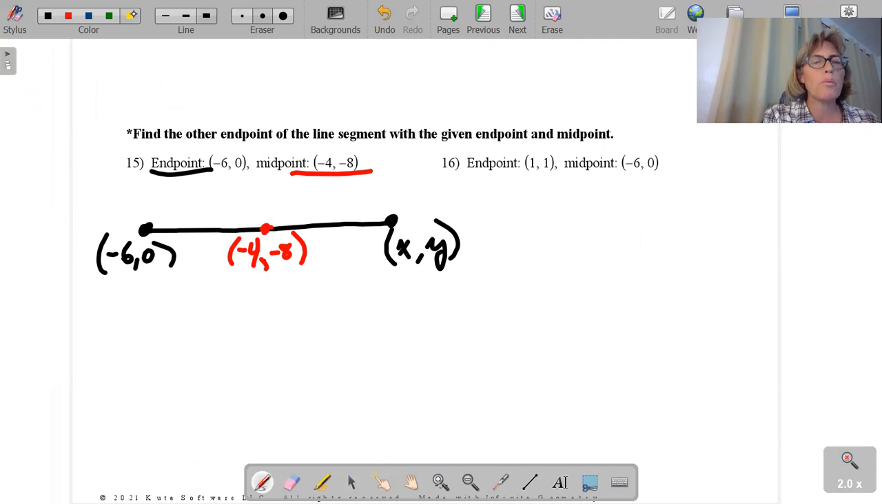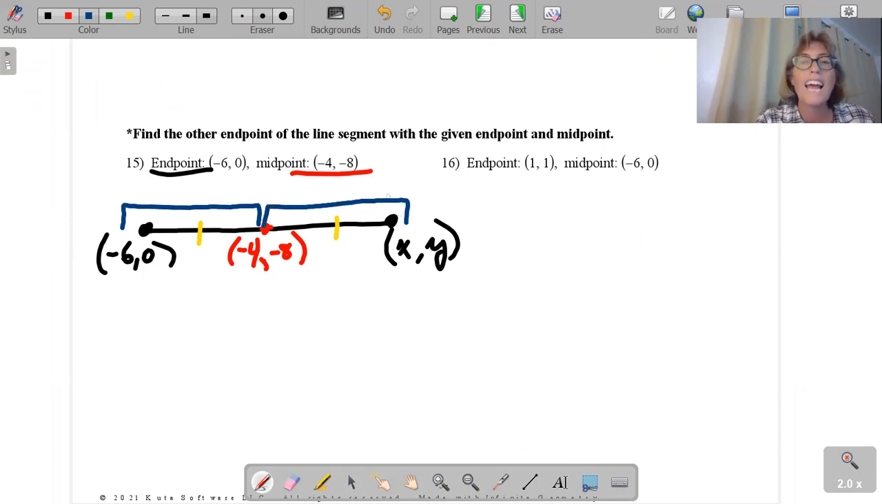By definition, midpoint means the distances between these two are equal. So what you're thinking is this. From -6 to -4, whatever that distance is, it's the same distance from -4 to x. So we'll just do the x portion. From -6 to -4 is 2 units. Distance is always positive.